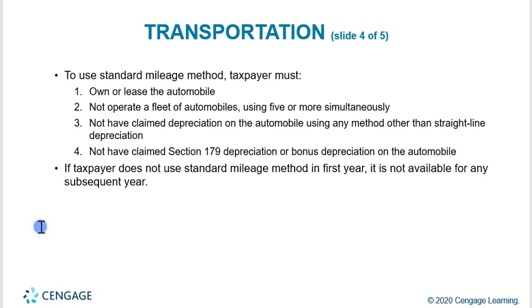So to use the standard mileage method, taxpayers must own or lease the automobile, not operate a fleet of automobiles using five or more simultaneously, not have claimed depreciation on the automobile using any method other than straight line depreciation, and not have claimed a Section 179 deduction or bonus depreciation on the automobile. And so if the taxpayer does not use the standard mileage method in the first year, it is not available for any subsequent year.